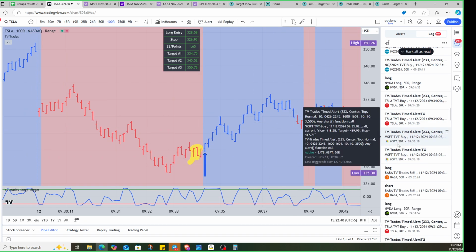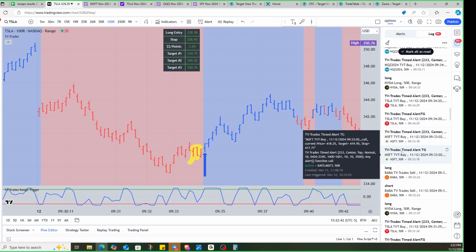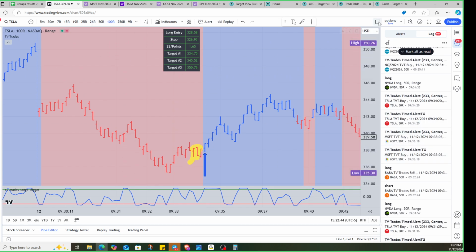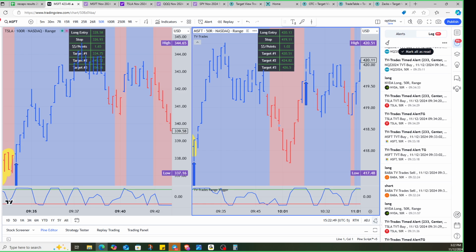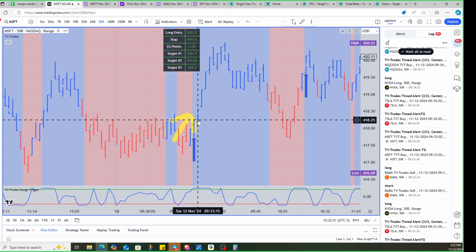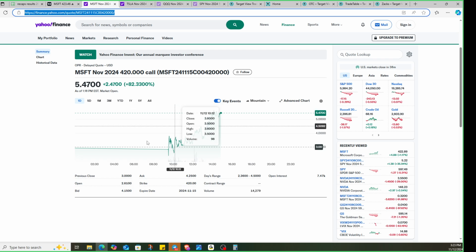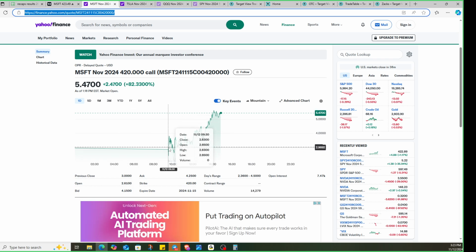You know, the first thing up was actually Microsoft. Microsoft came out before Tesla this morning. And Microsoft is on the second one here. This was the signal this morning on Microsoft right at the open. Now again, if you're an option trader and you got an opportunity like that right at the open, the Microsoft calls are right here. The calls are at $3.80, and right now they're at $5.47.